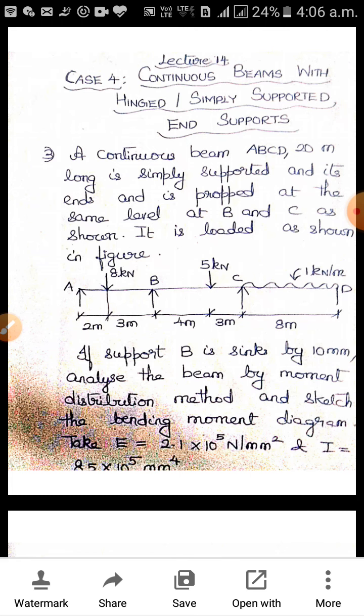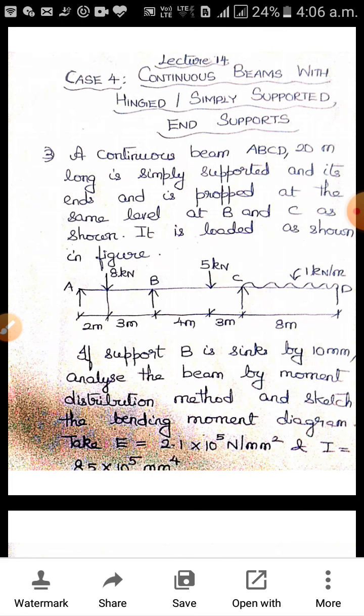AB carries an eccentric point load of 8 kilonewton at 2 meters from A, 3 meters from B. BC carries again an eccentric point load at 4 meters from B and 3 meters from C, whereas CD carries a UDL of 1 kilonewton per meter. The span is 8 meter. The support B sinks by 10 mm. Analyze the beam by moment distribution method and sketch the bending moment diagram.